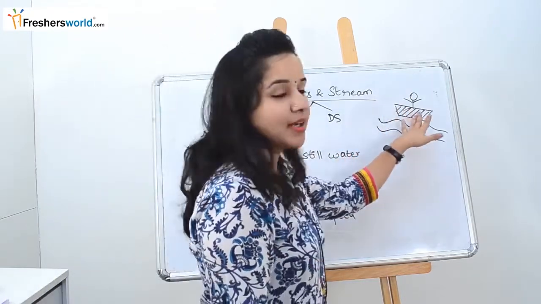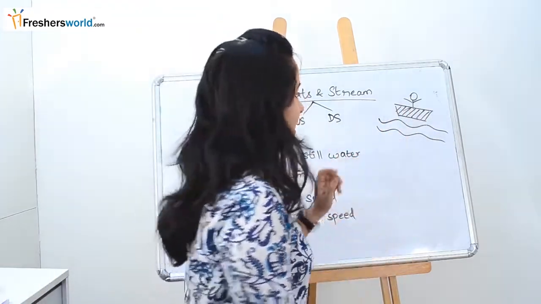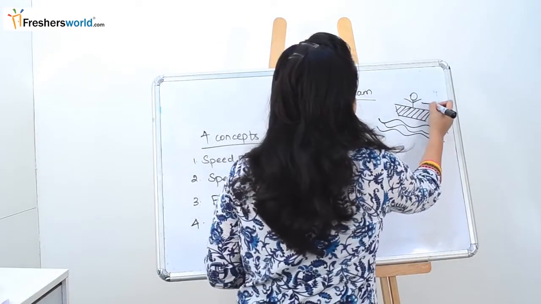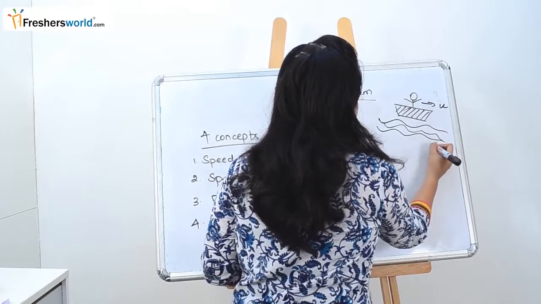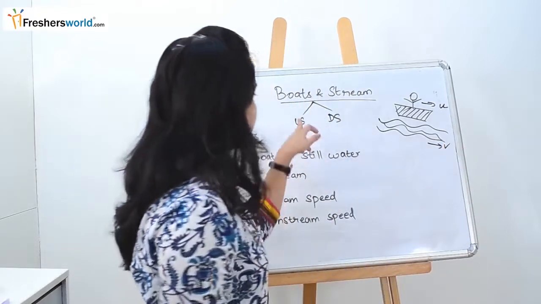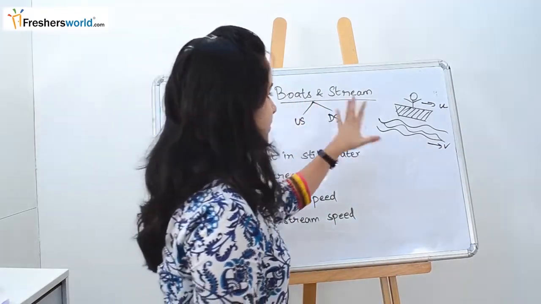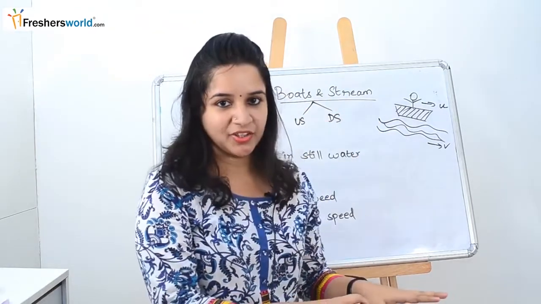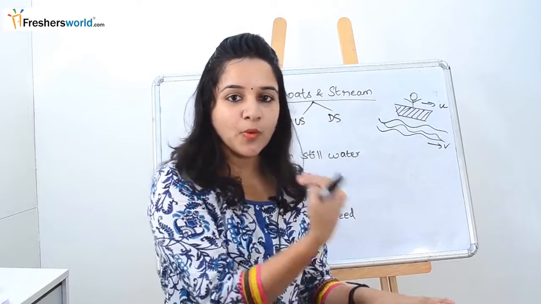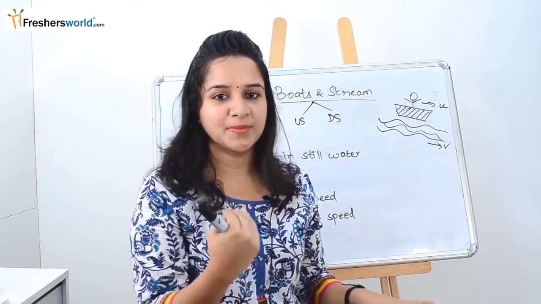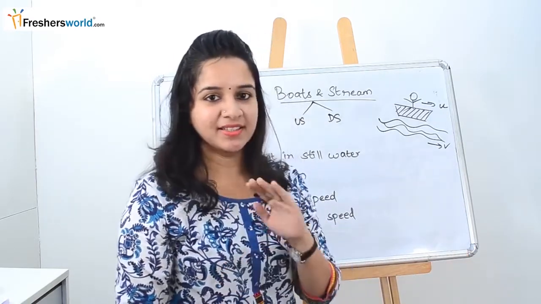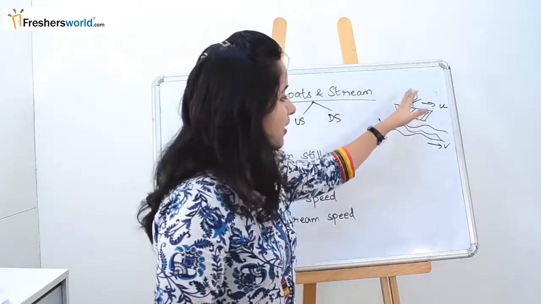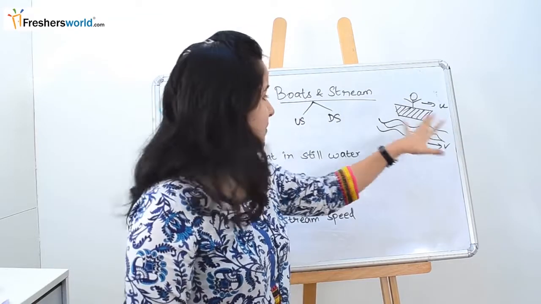So let's say this is a person that is traveling on the boat and the river is flowing this way. Let's say the boat speed is u and the river speed is v. So what is upstream, downstream? Upstream is when a river is flowing in a direction and you are going in the opposite direction to it. You are going against it, that is upstream. What is downstream? A river is flowing and you are going along with the river. That is downstream.